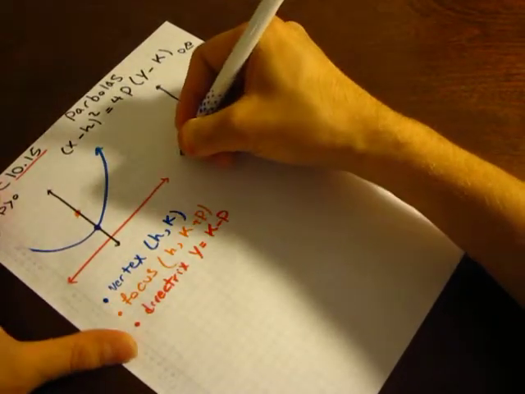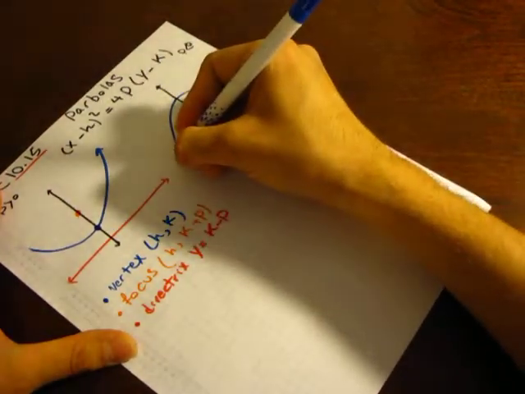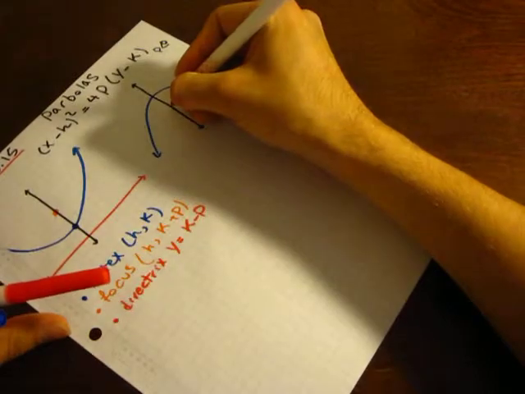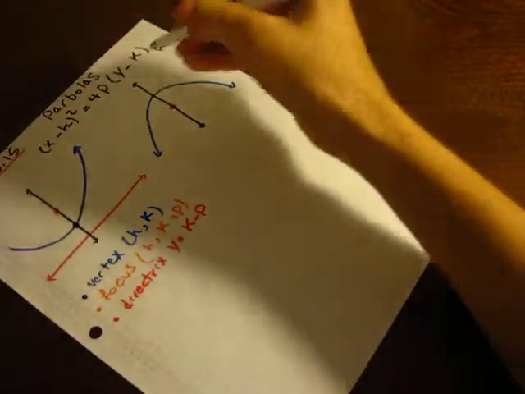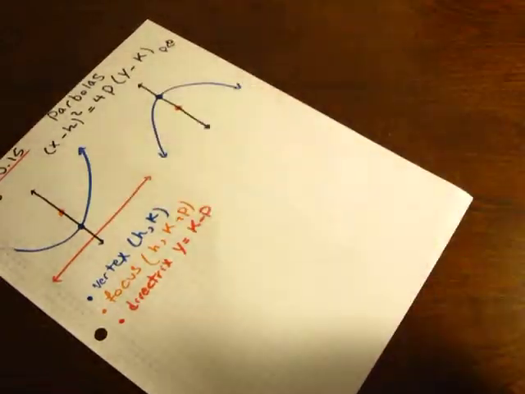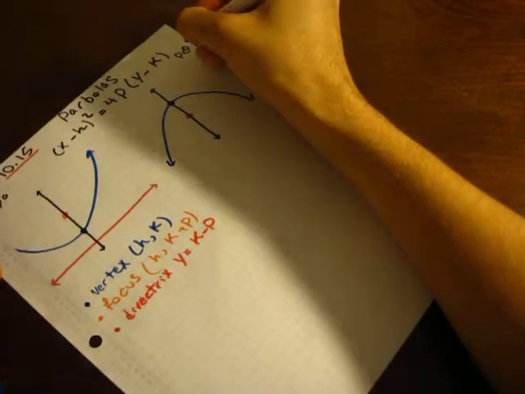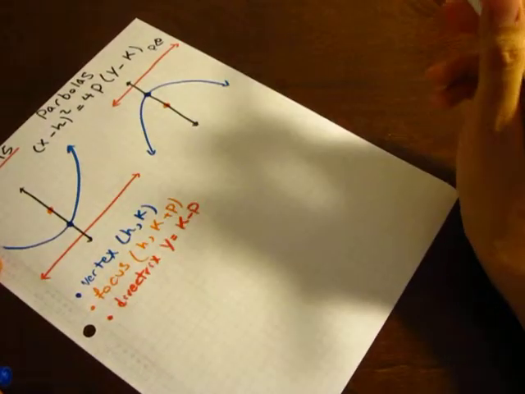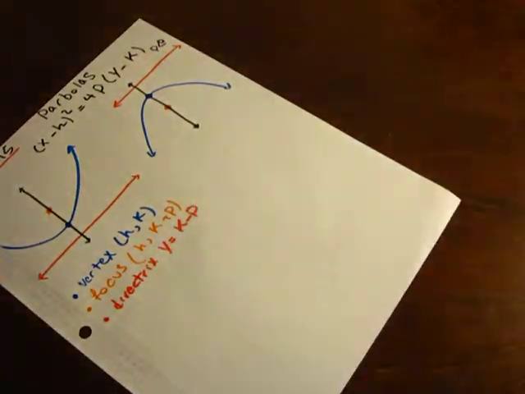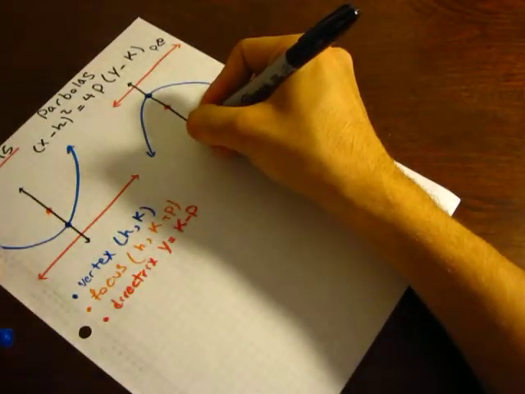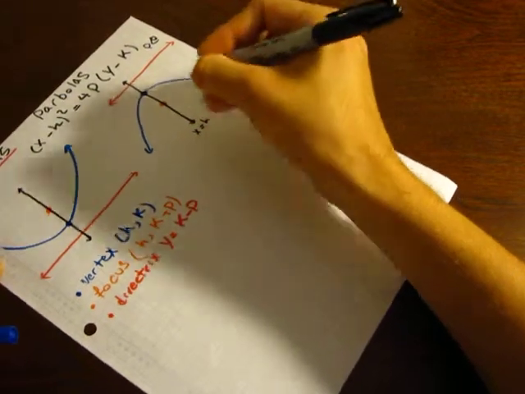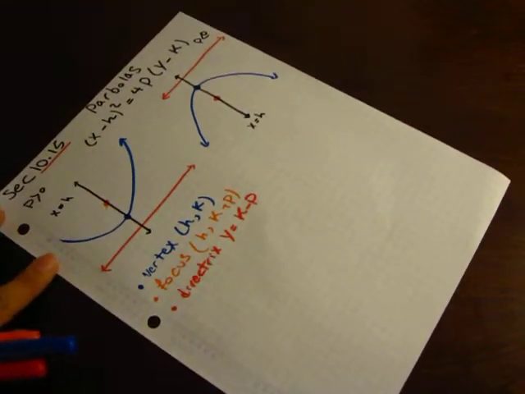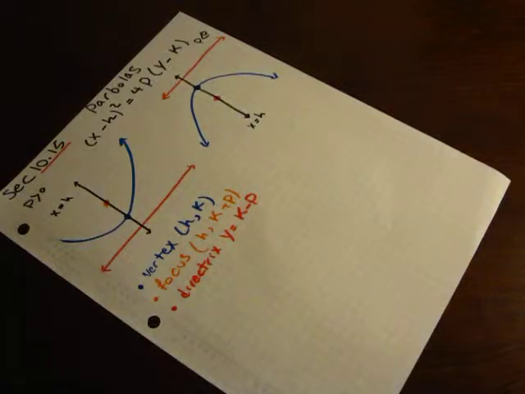It looks pretty similar. Again, this is symmetrical. The orange one is going to be my focus. The blue one is going to be my vertex. And the red line is going to be my directrix, and they are going to have the same exact equation. And the black line, as you see, which is x = h, and same for here, x = h, is the axis of symmetry. This is parabola type 1.